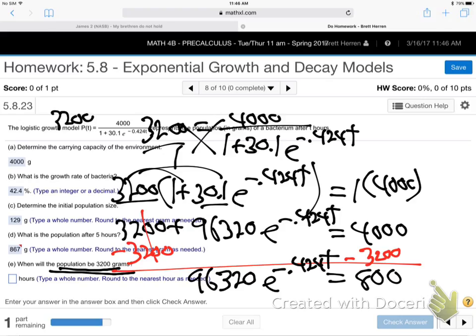How we doing? Are we ready for natural log right now? The base is still not alone. We've got to divide by 96,320. Boom. Then we're going to ln both sides.